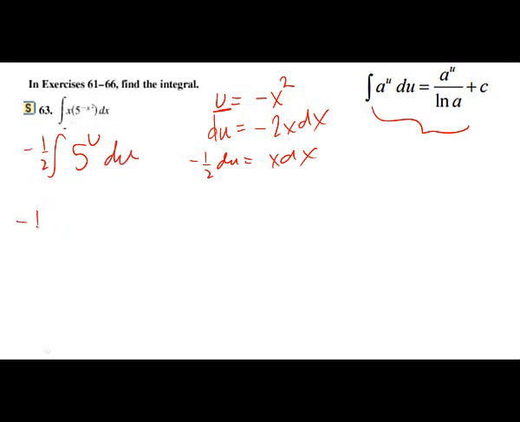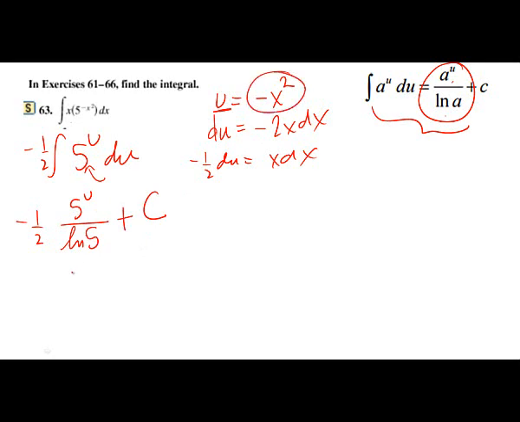All right, when I integrate 5 to the u, I'm using this formula right here. So my a to the u goes up top. So I'd have 5 to the u over natural log of the base. What's my base? What number is my base? 5, plus what? C. Okay, we're going to put some stuff back in.